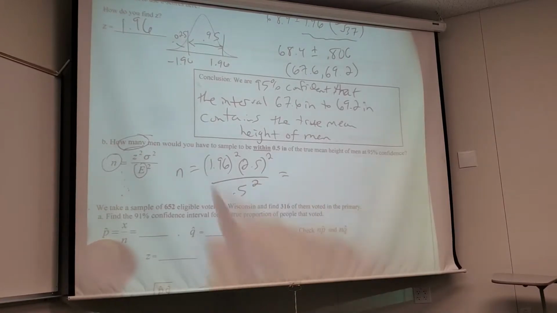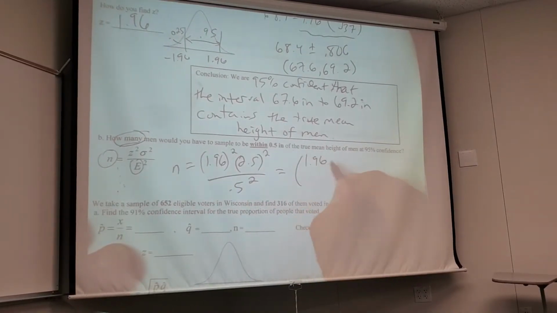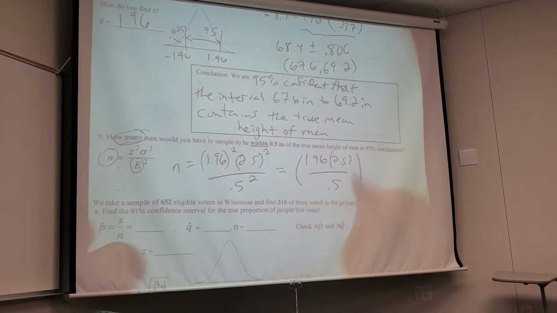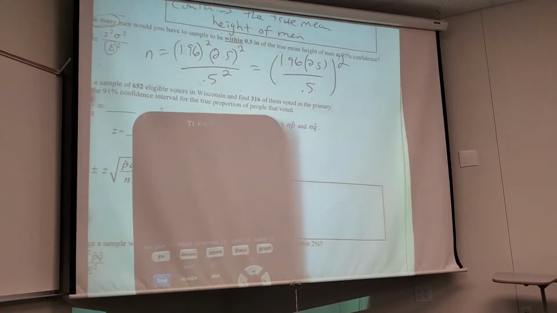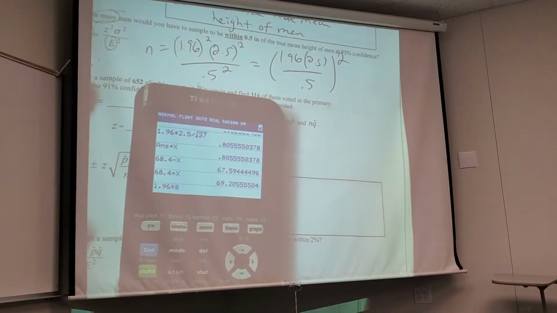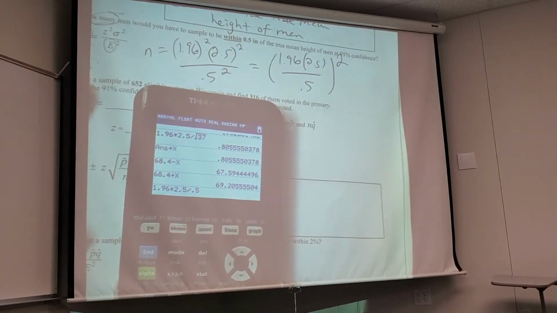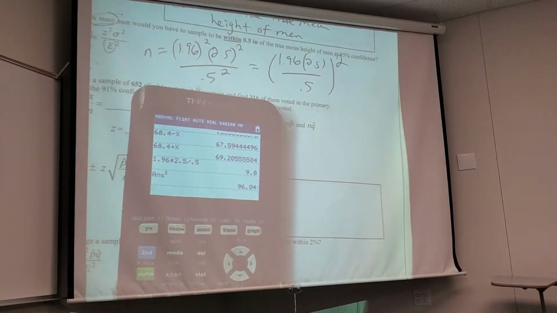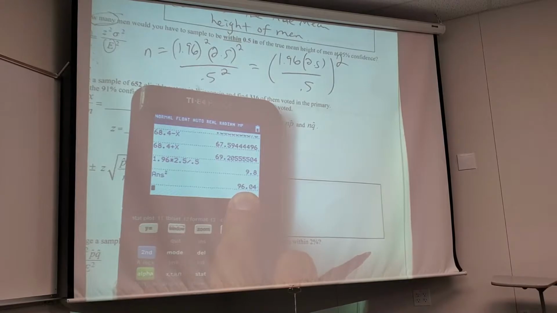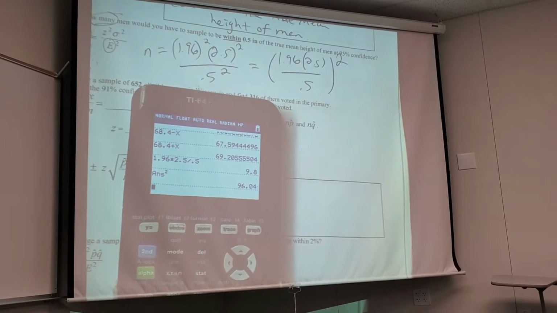So let's see if you can put it on the calculator correctly. You could do it this way too. Square everything, since everything's squared. All right, that's how I normally do it. I do this: 1.96 times 2.5 divided by 0.5. Enter, squared, enter. Because everything's got to be squared. Are you guys semi with me? Or however you put it in, you should be getting this. So that means to be within 0.5 inches, I need 96.04 men.